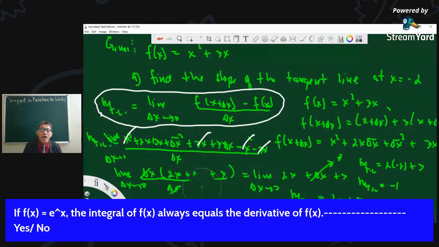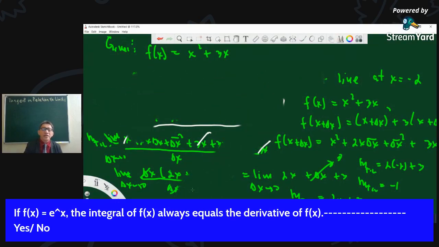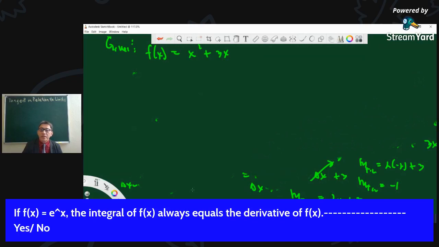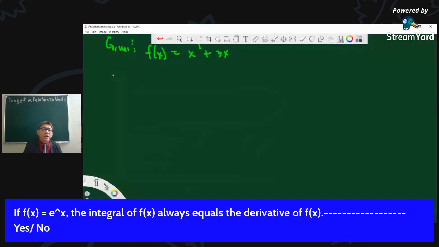Now if you're looking for the equation of the tangent line, I'm going to erase this one now. So what is the equation of the tangent line, when you have a slope of negative 1? It is y equals mx plus b, at the point where x is equal to negative 2.